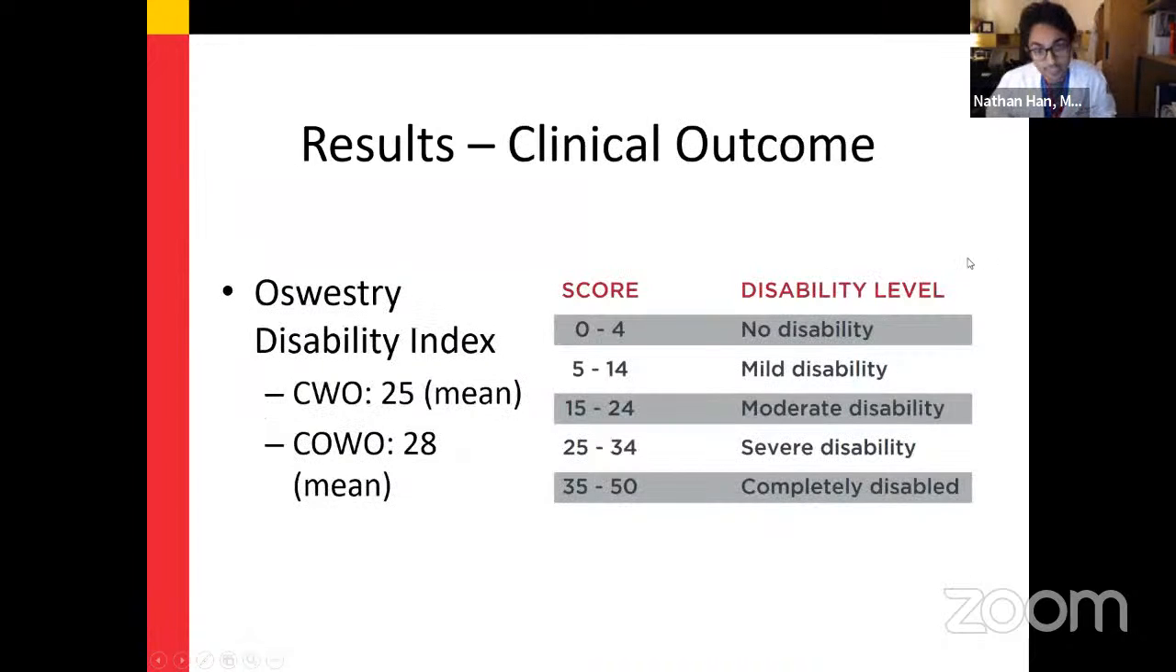And then, of course, the clinical outcomes for these patients over the long run was measured using the Oswestry Disability Index, which is this index that scales patients' subjective level of disability from 0 to 50. Again, in the closing wedge osteotomy group, you can see an average reported score of approximately 25, and in the closing opening wedge osteotomy group, an average score of approximately 28. The comparison between these two was not statistically significant, and the range was quite varied.